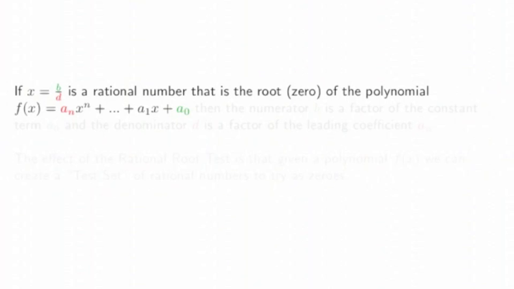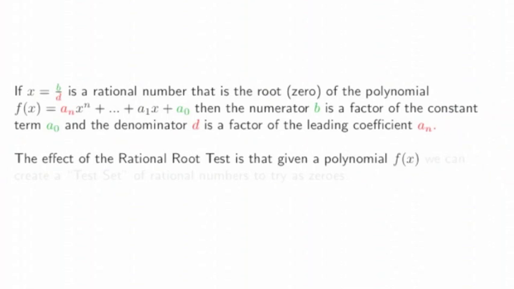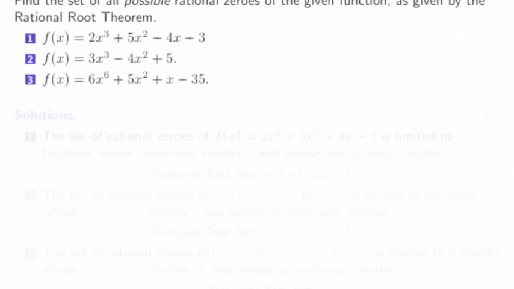If we have a rational number that's the root, where the numerator is b and the denominator is d, and if it's the root of a polynomial with leading coefficient a sub n and constant term a sub 0, then the numerator b of this root is a factor of the constant term, and the denominator of this root is a factor of the leading coefficient. The effect of this rational root test is that given a polynomial, we can create a test set of rational numbers that we'd like to try to see if they're zeros. Let's find the set of all possible rational zeros of the given function according to the rational root theorem. We'll do these three exercises.